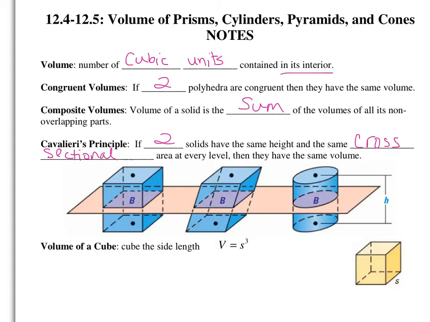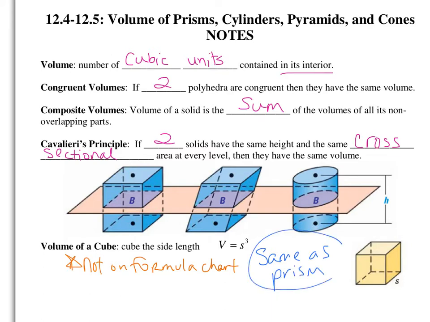The first formula that we're going to see is the volume of a cube, and this is not on the formula chart. So you might want to make a note of that, because you'd only have your formula chart when you are taking your test. But if you realize that a cube is the same as a prism, then you can use the volume for a prism to find the volume of a cube.